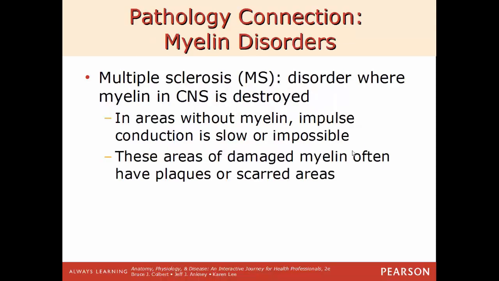Right, now we'll talk about a pathology connection. We'll talk about some disorders with myelin. And probably the most well-known one is MS, multiple sclerosis. This is a disorder where the myelin in the central nervous system is destroyed. So in the areas without myelin, the impulse conduction is slow or almost impossible at some points. Now, these areas of damaged myelin often have plaques or scarred areas. So not only are you slowing or completely stopping the impulse from being carried down the axon, you are basically exposing the axon to being attacked and developing scar tissue and being slowly destroyed.